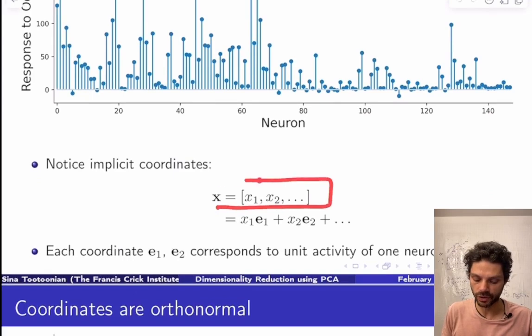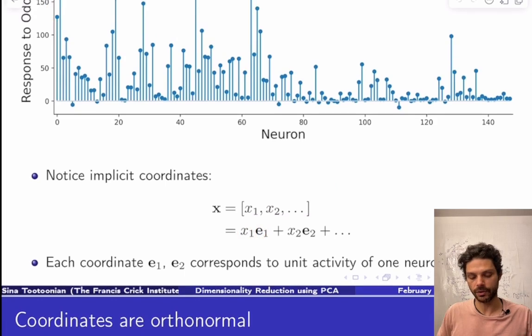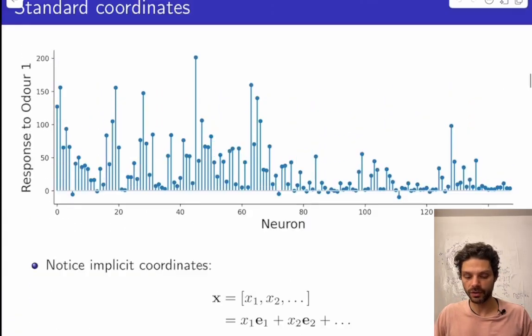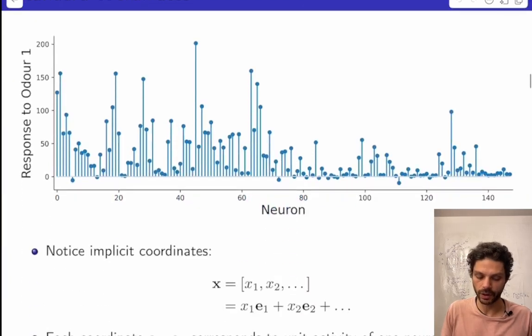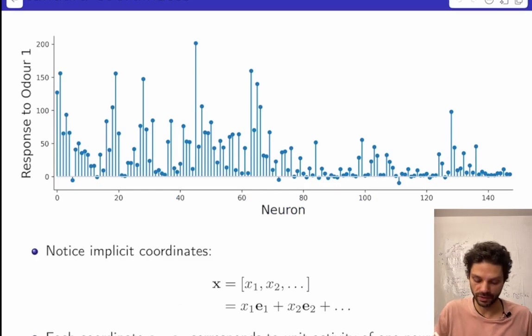When you write this population vector, we can actually write it as some amount, x1, of activity in a direction that is specified by the first neuron, x2 in the direction of the second neuron, and so on, right? Just like in this picture where we say, well, this point is actually some amount times the first neuron plus some amount times the second neuron. That's exactly what you're doing here. You're saying my coordinates correspond to one unit of activity of a single neuron.